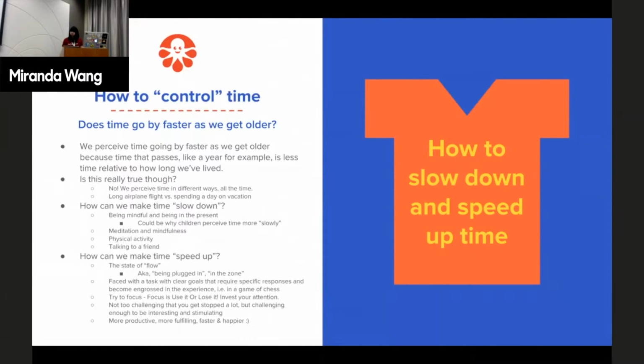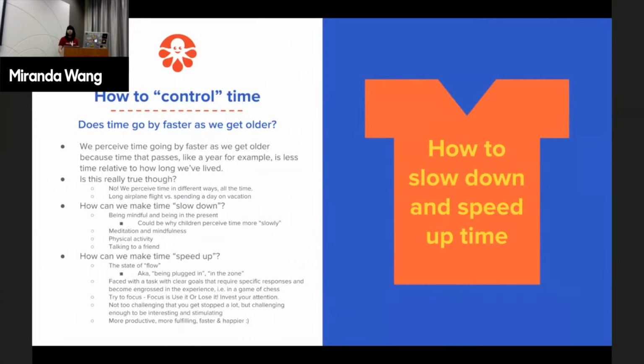But is that really true though? No way. Time is different to different people at different times. For example, think about being on a long airplane ride versus spending a day at the amusement park or on vacation. So how can we make time slow down in our day-to-day lives? We can all feel like there's not enough time in the day to do everything that we want. I've definitely gotten the feeling of the day or the week or a weekend just slipping through my fingers. How can we make this time slow down?